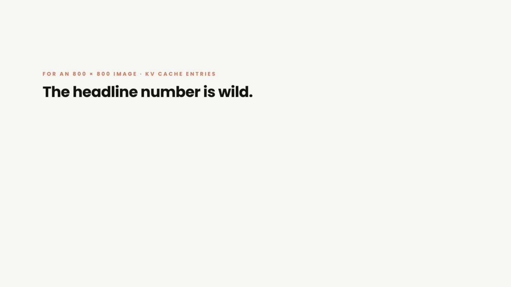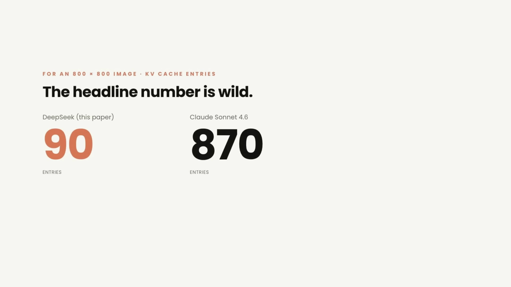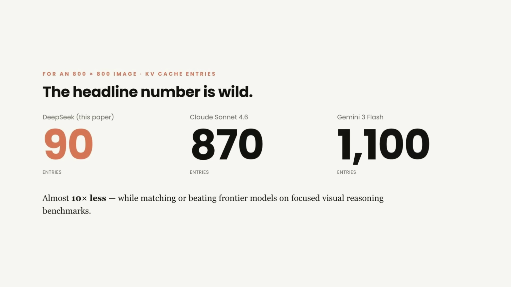For an 80 by 80 resolution image, this new model uses about 90 entries in its KV cache. In comparison, Sonnet 4.6 uses around 870, whereas Gemini 3 Flash uses 1100. That's almost 10 times less. So it seems like they have figured out how to create and serve extremely efficient vision models.